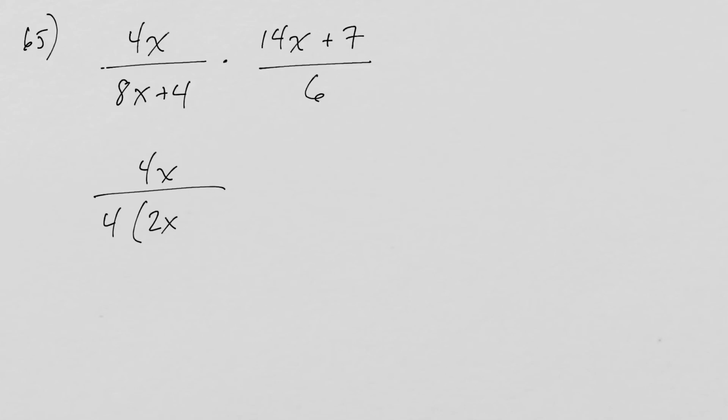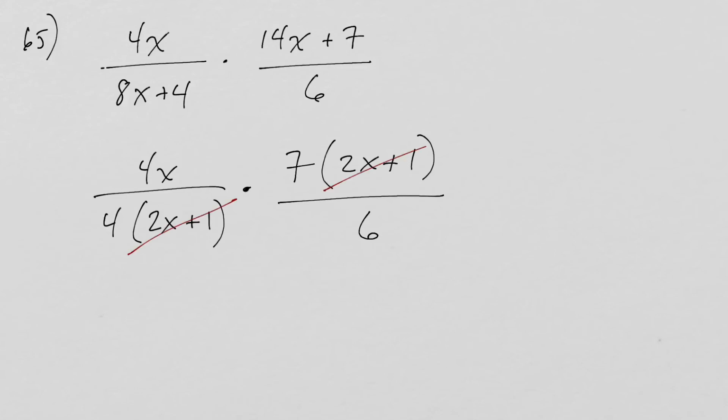Okay, so in the denominator, I'm going to factor, and I have 4x over 4 times 2x plus 1. In the numerator up on the right, I'm going to factor. I'll take out a 7, and I'll be left with 2x plus 1. Okay, so let's start canceling. Obviously, this entire 2x plus 1 just cancels. And then I can cancel 4 goes into 4 one time, so those cancel. And I can't cancel anything else. So my final answer is going to be 7 times x, which is 7x over 6.